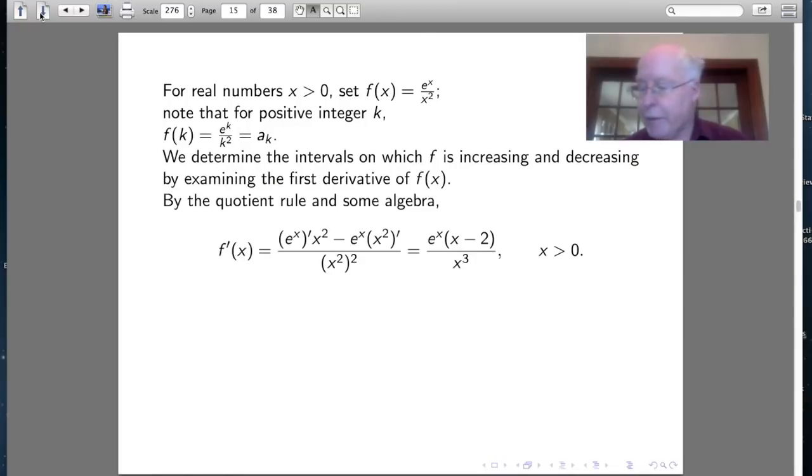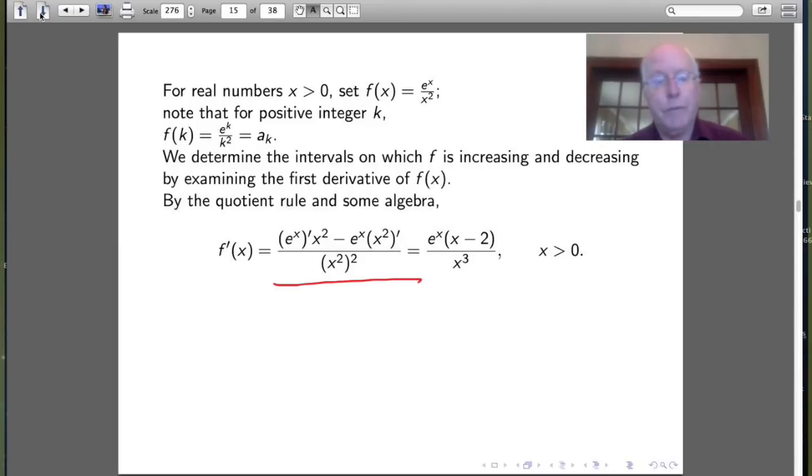So here's our calculation of the first derivative. We use the chain rule here. The derivative of the numerator, so e to the x prime times the denominator x squared, minus the numerator, e to the x, times the derivative of the denominator, x squared, divided by the square of the denominator. And after we do the work, which isn't too hard, this comes out to be e to the x times (x minus 2) over x squared.